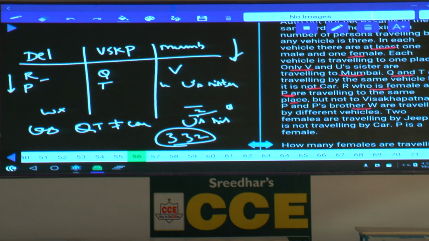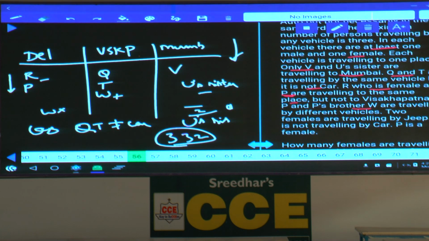Tell me whether W can be at this place? No, why? Because W is a male, and here we should have U's sister. Hence, as W cannot be here, what is the only possibility? W must be at this place. Now W is male or female? W is a male. P and P's brother W are travelling by different vehicles.